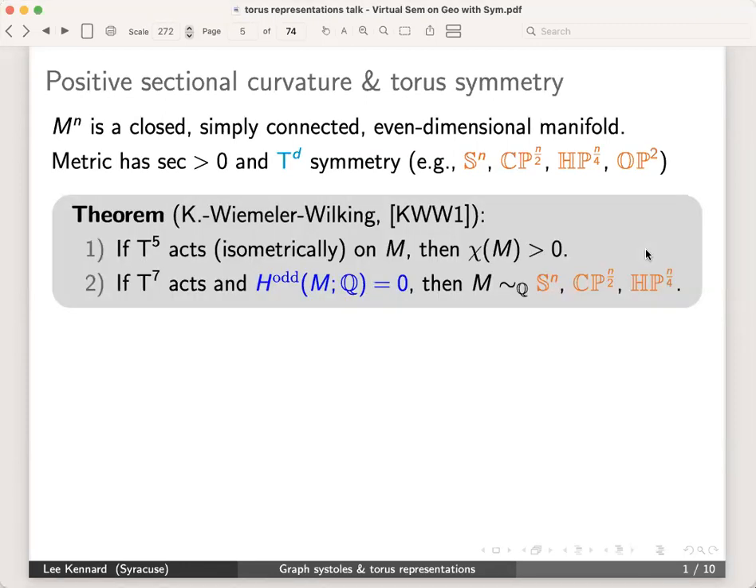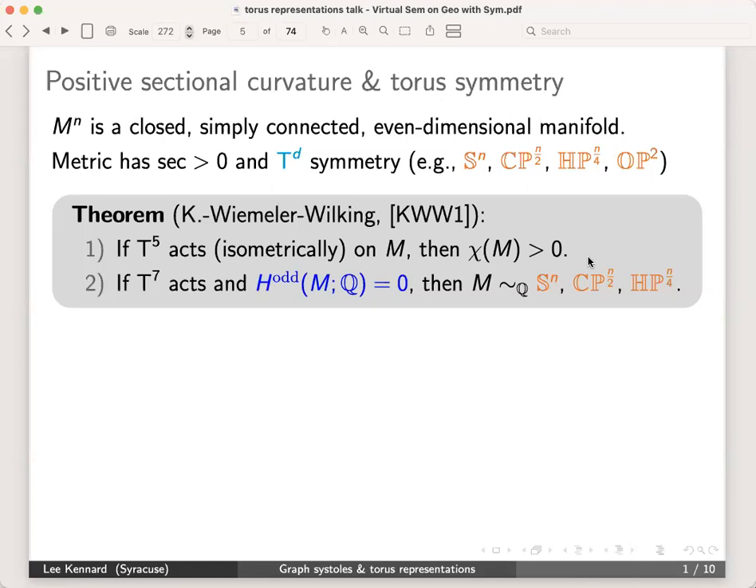And our first major theorem, I spoke about this 3 years ago in this seminar, so I'm assuming all of you went back and watched that YouTube video. If not, I'll very quickly remind you the theorem I was singing and dancing about was part 1 of this theorem. This says that if you have a 5-dimensional torus action, then you can prove that the Euler characteristic is positive. So remember, even dimensional manifold, so at least that's possible.